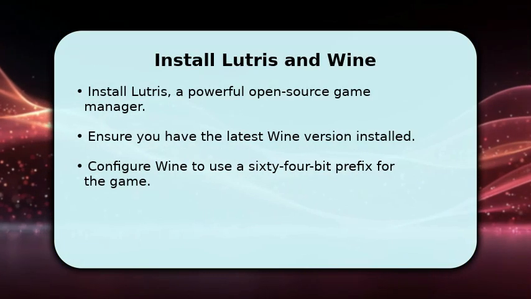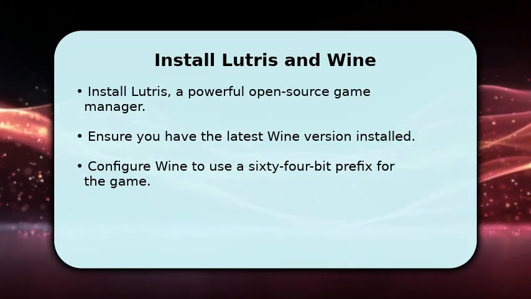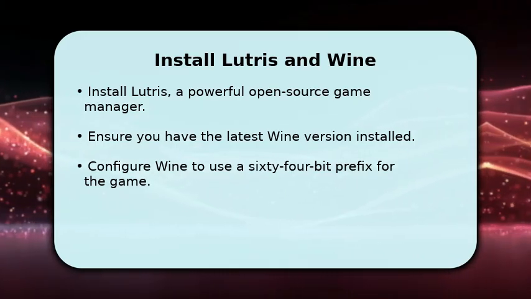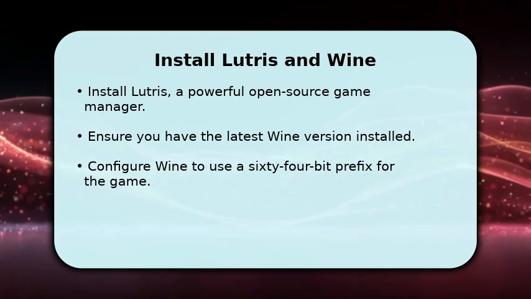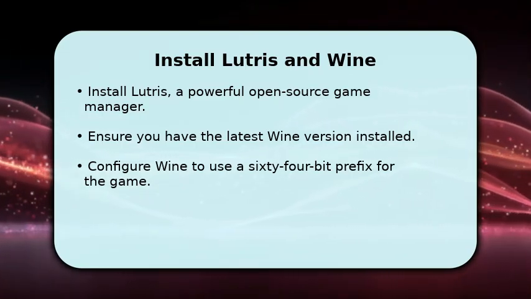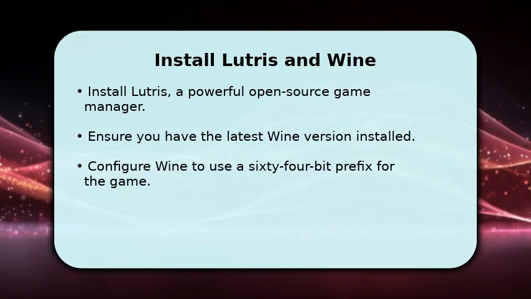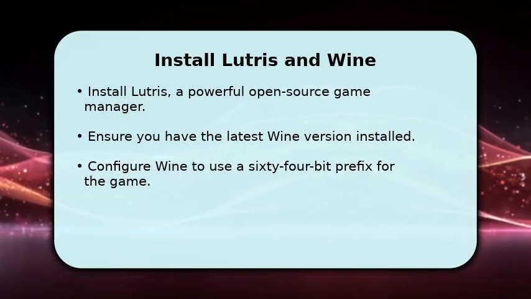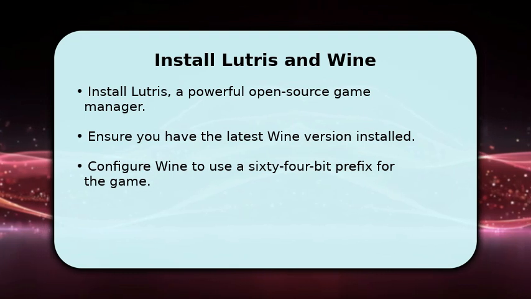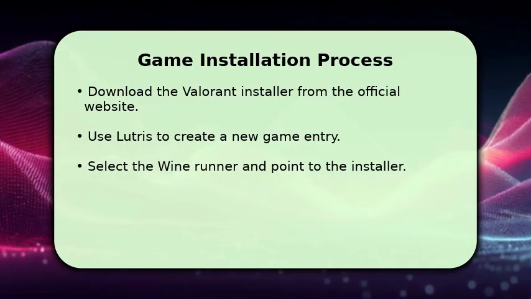First, you'll need to install Lutris, an excellent open-source game manager that simplifies the process. Alongside Lutris, make sure you have a recent version of Wine installed, as it's crucial for running Windows applications on Linux. When setting up, configure Wine to use a 64-bit prefix, which is essential for Valorant. Additionally, always keep your graphics drivers updated to their latest versions to ensure the best possible performance and stability while gaming. Now, let's get Valorant installed.